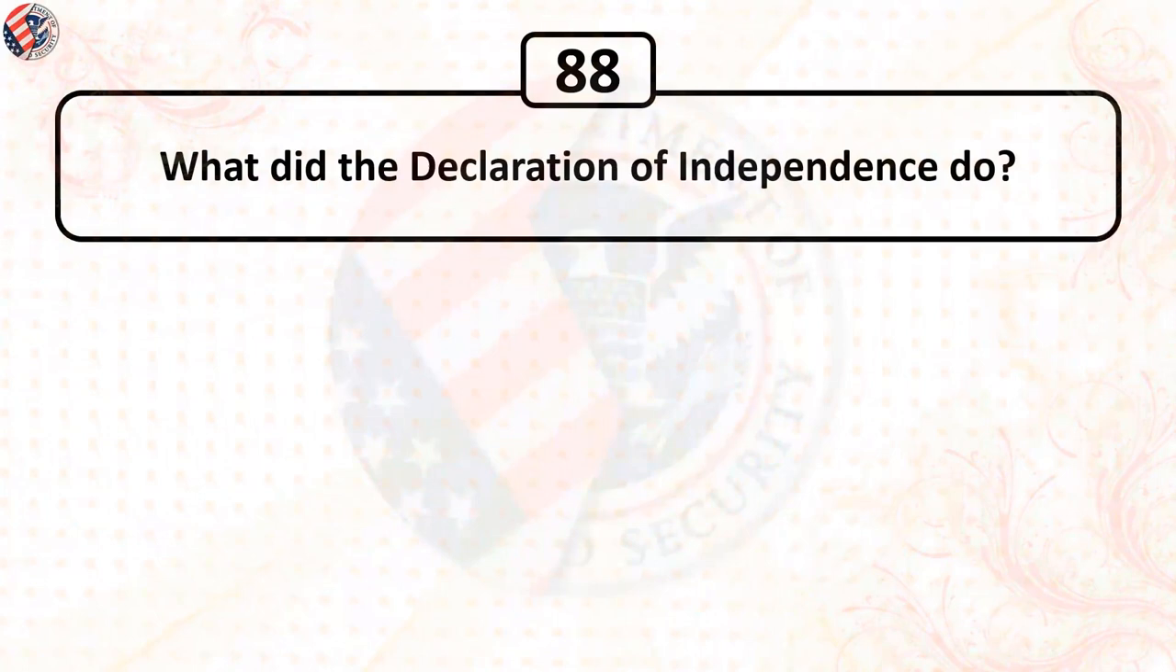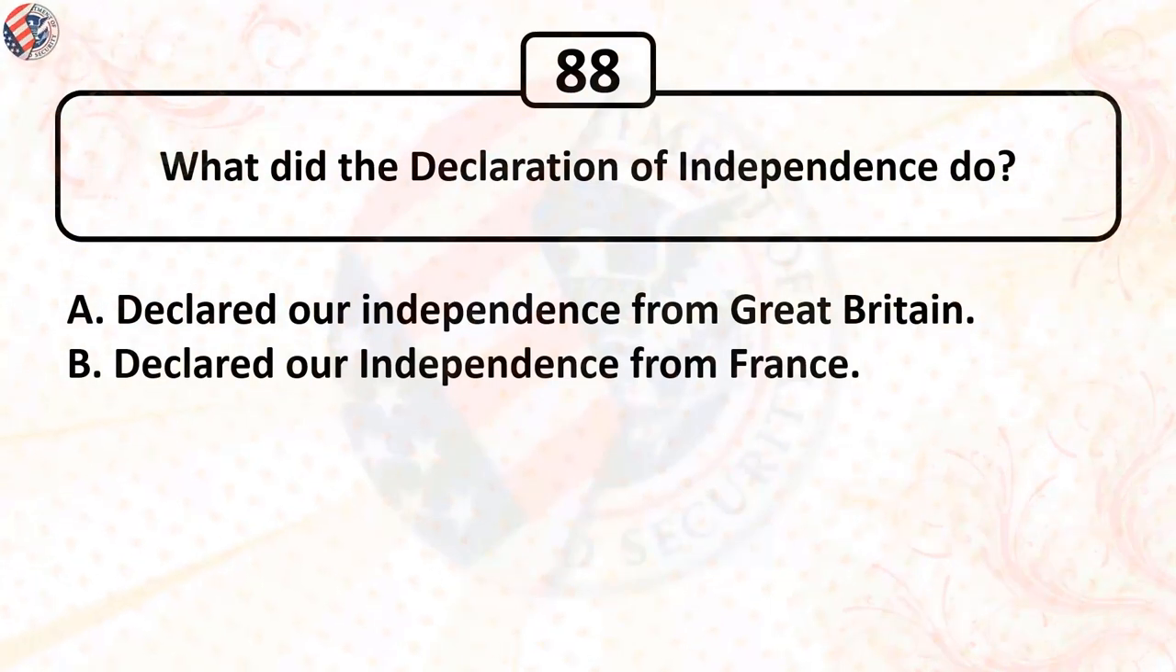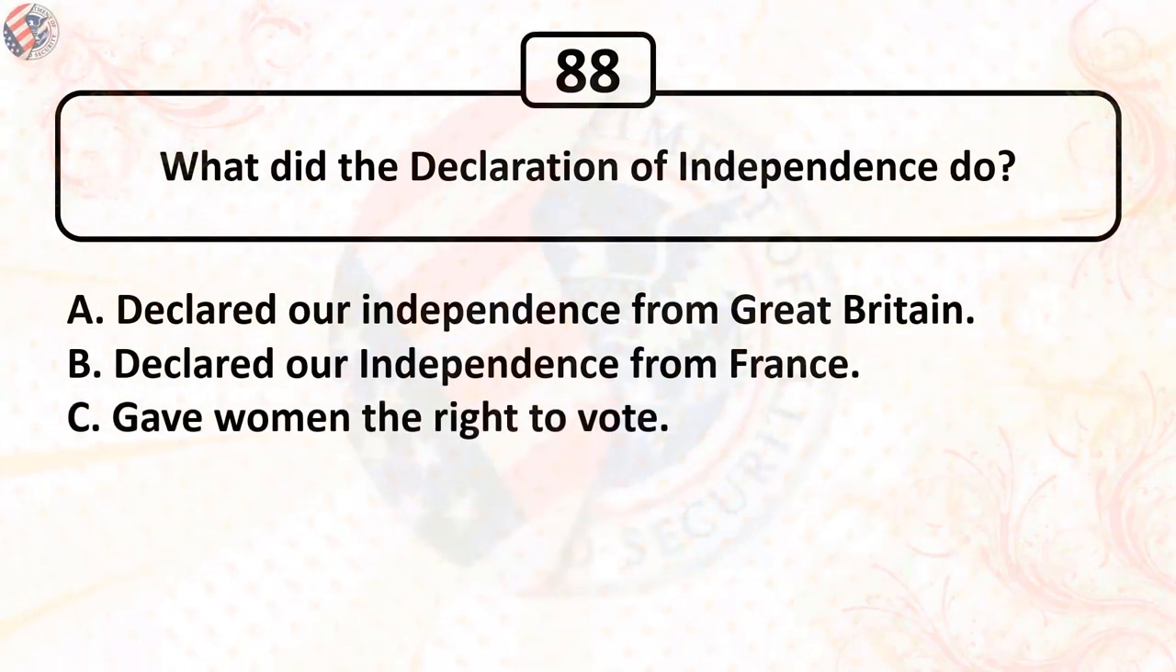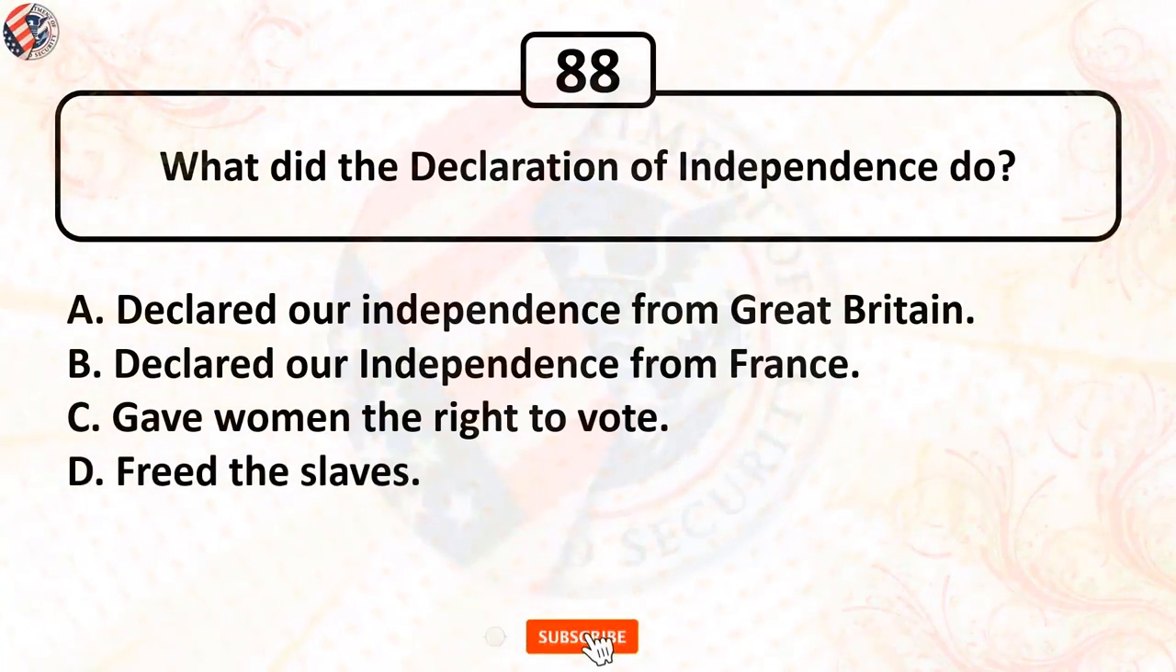What did the Declaration of Independence do? A. Declared our independence from Great Britain. B. Declared our independence from France. C. Gave women the right to vote. D. Freed the slaves.